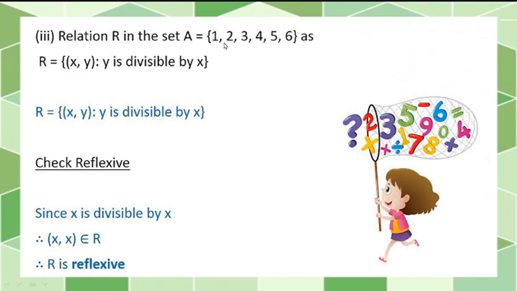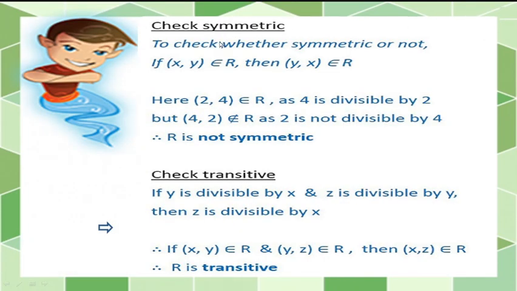Next question, third part, A is this set and the relation is y is divisible by x. In reflexive we talk about doublets, so this will be true for all the numbers because every number is divisible by itself. So (x, x) is there in the relation for all the numbers. So R is reflexive.